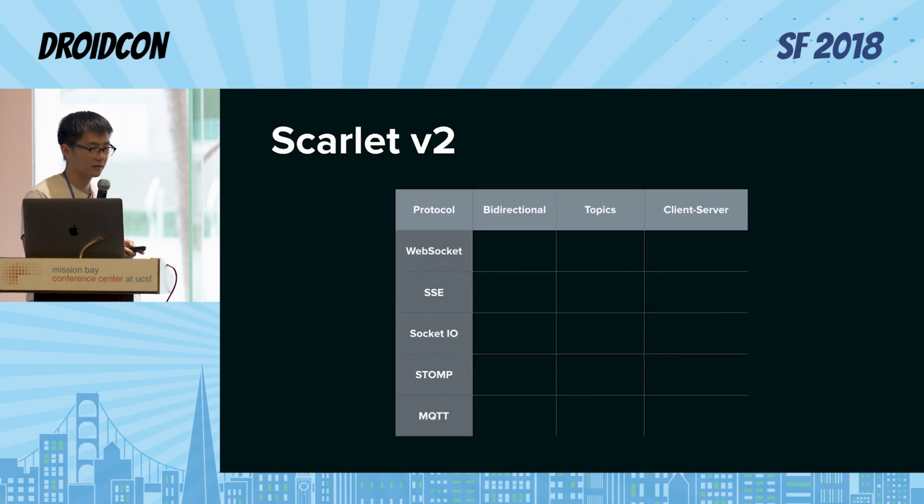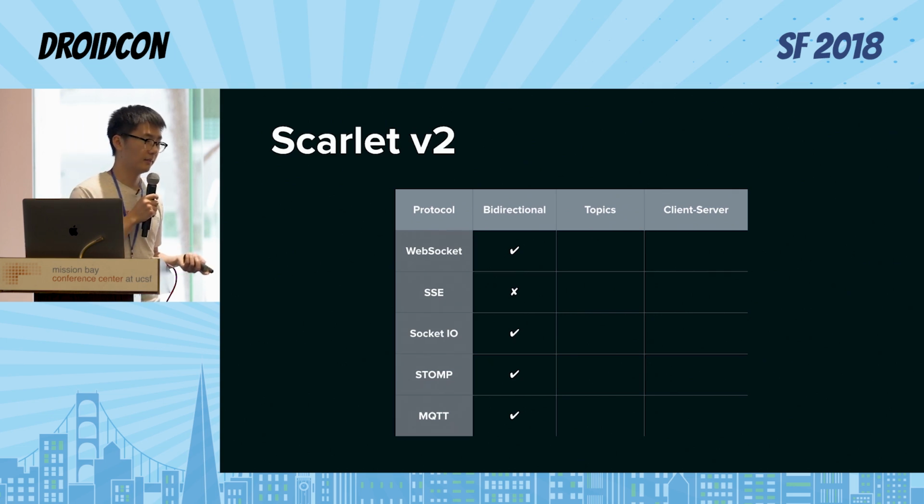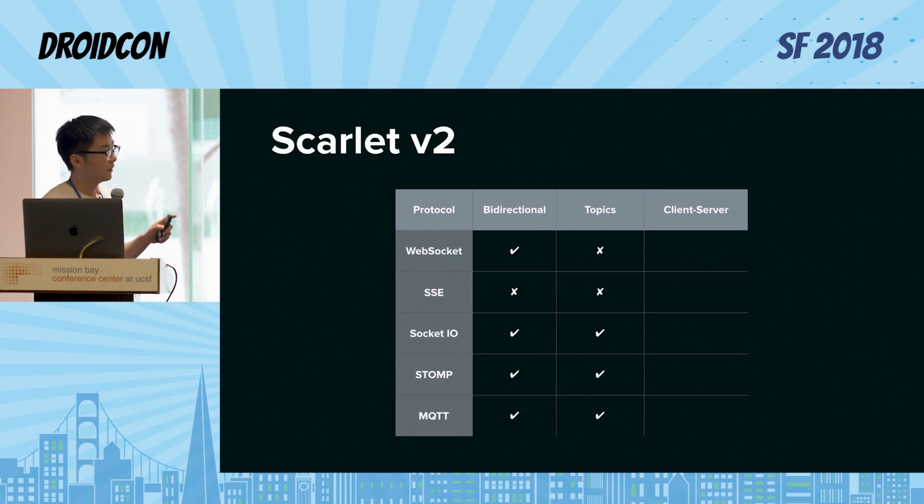Supporting different protocols is challenging because they are very different. For instance, not every protocol is bidirectional. Server-sent event only allows the server to stream messages down to the client, but not the other way. While WebSocket and server-sent event only have one channel, other protocols support the concept of topics, which behave like message queues.